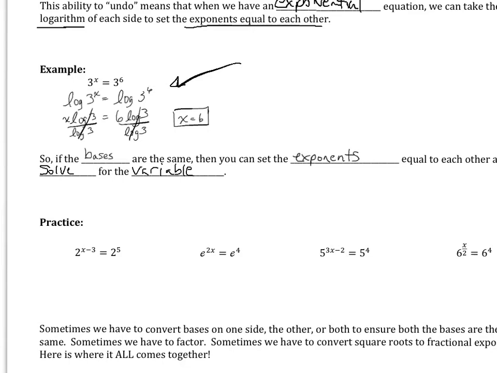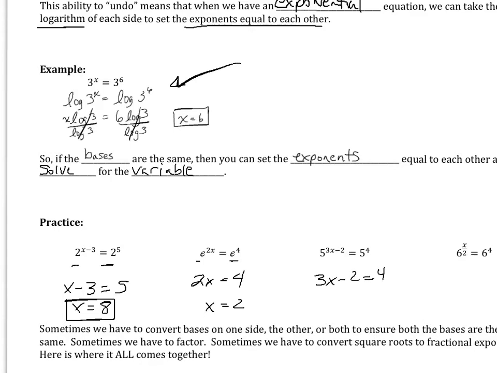So we check to make sure that our bases are equal, and then we just set the exponents equal to each other. So x minus 3 will equal 5, and x equals 8. Okay? Here again, our bases are equal, so we can know that 2x equals 4, therefore x equals 2. Again, our bases are equal, so 3x minus 2 equals 4, and 3x equals 6, therefore x must equal 2.